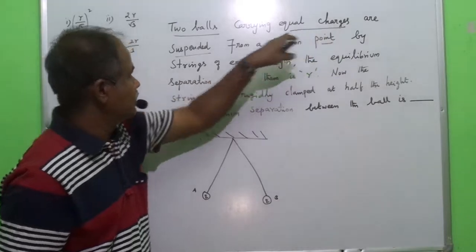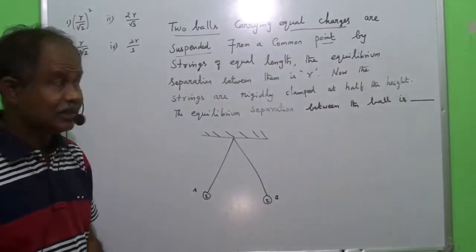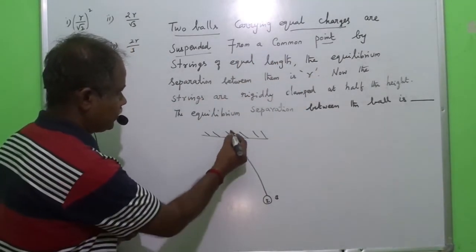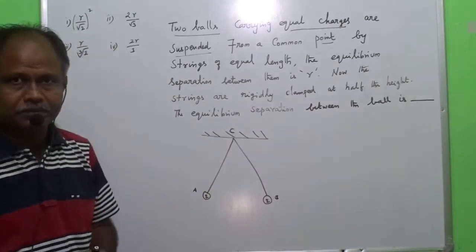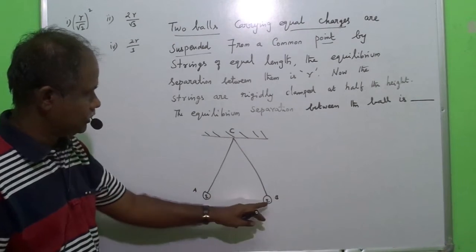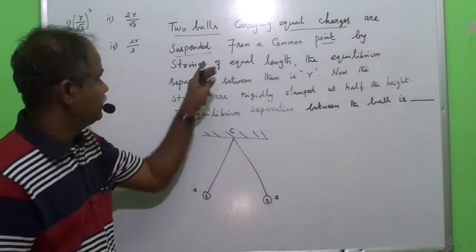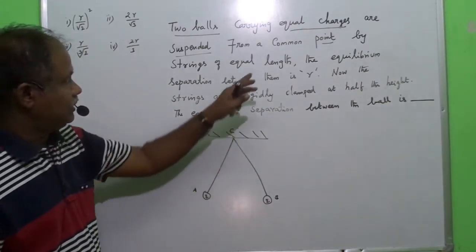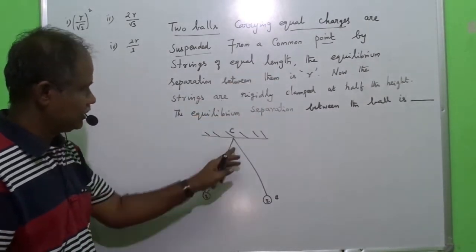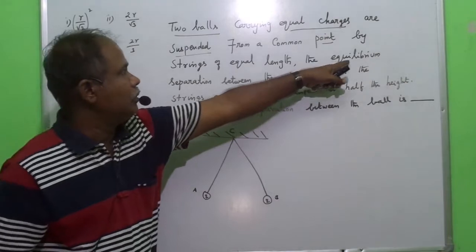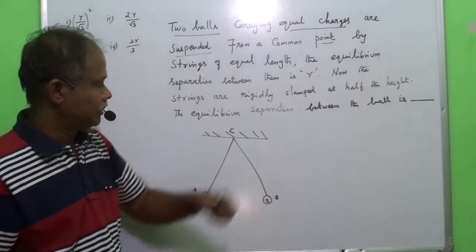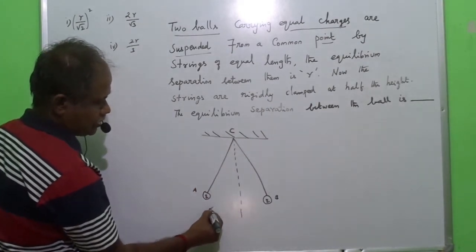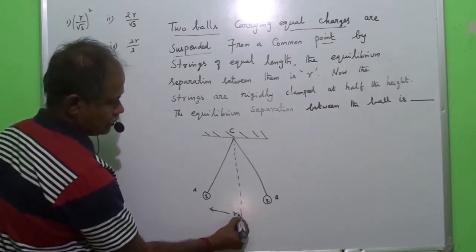There are two equal charges suspended from a common point. This is a common point. There are two charges suspended from a common point by a string. This is one string, and this is another string, of equal length. These lengths are equal. In equilibrium, the separation between them is R. Let the separation between the charges be R.